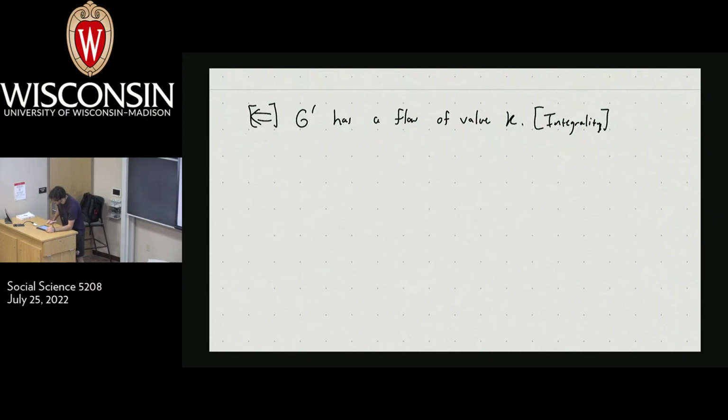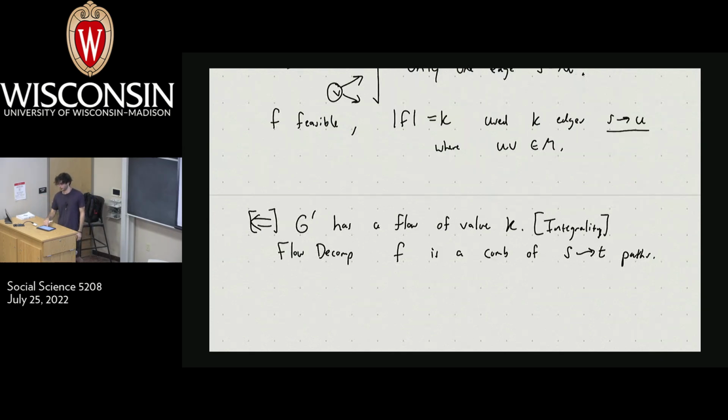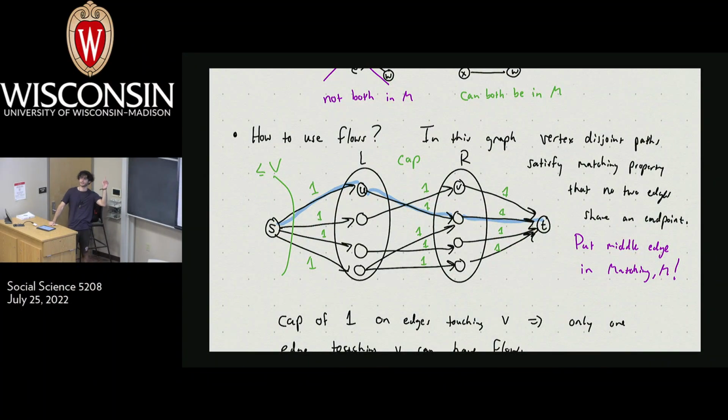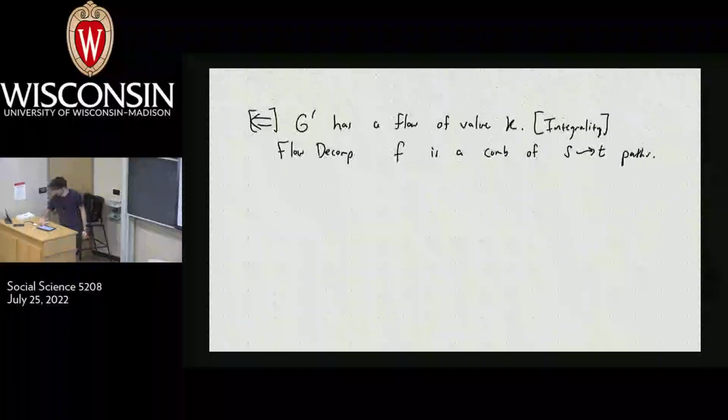Okay, so if we have a flow of value k, well, we know either by flow decomposition or just by looking at the graph, but just to be very formal, I'll say by flow decomposition, F is a sum, or you could say it's a union, a combination of S to T paths. Now here there's no cycles. We don't even have to consider that because our graph is a DAG. It's a directed acyclic graph. All the edges go left to right. There's no back edges. So we don't even have to consider cycles in this problem.